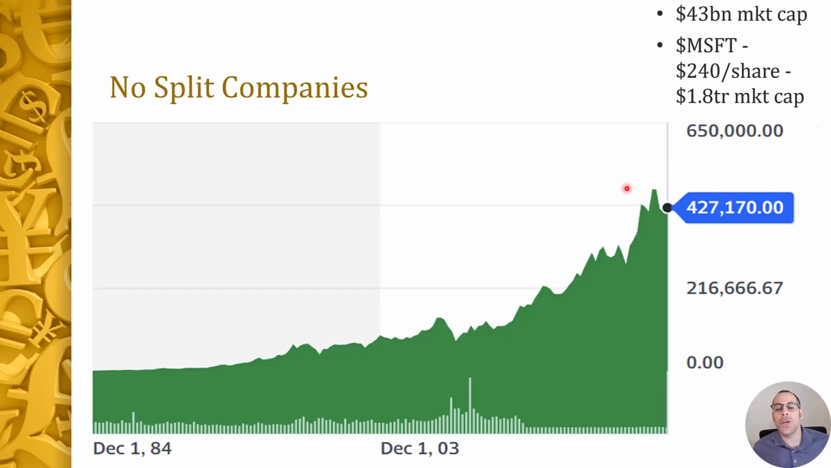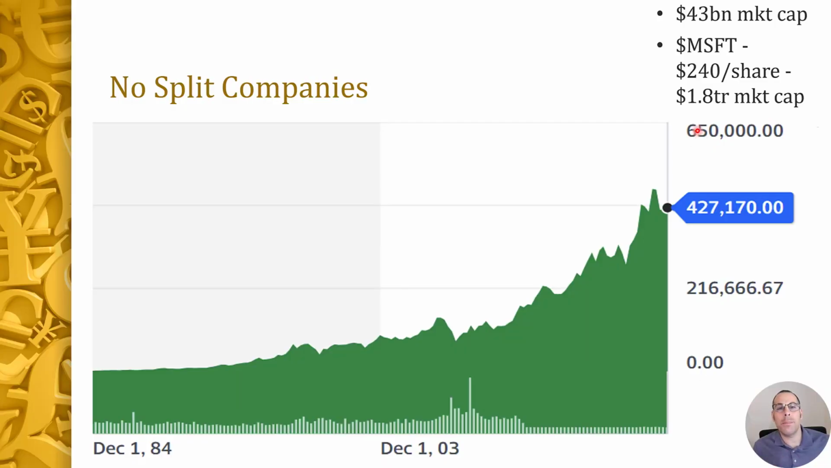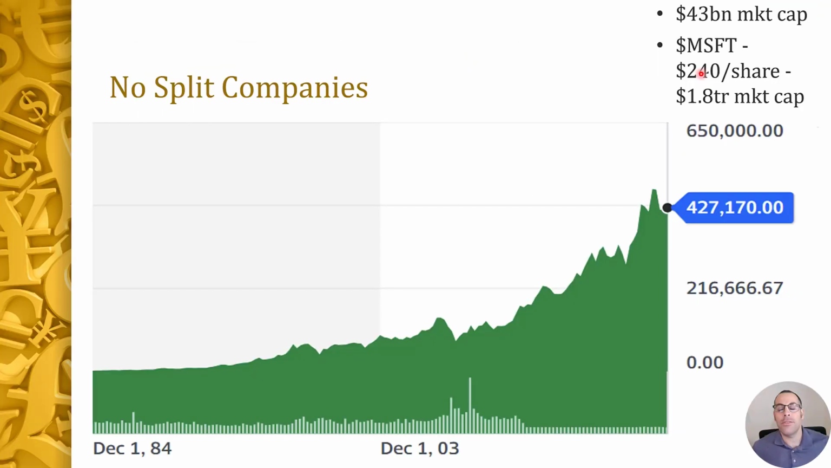And the reason Berkshire Hathaway's stock price is over $400,000, it was over $500,000 at its peak, is because they never did a stock split. Microsoft is much bigger than Berkshire Hathaway. Microsoft is 3 times the size of Berkshire. And Berkshire is one of the largest companies in the world. The reason a share of Microsoft is lower is because Microsoft did lots of stock splits. If Microsoft wanted to, they could have had a stock price more than Berkshire Hathaway.